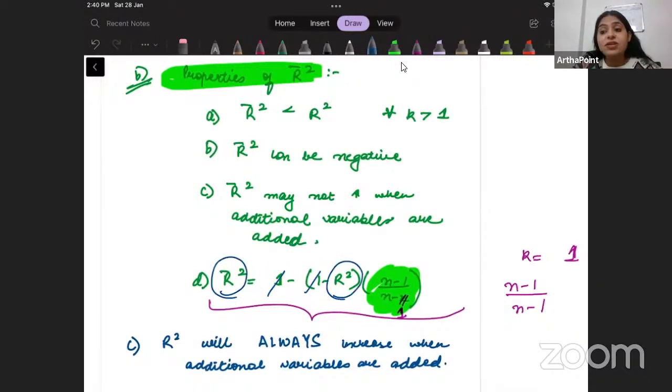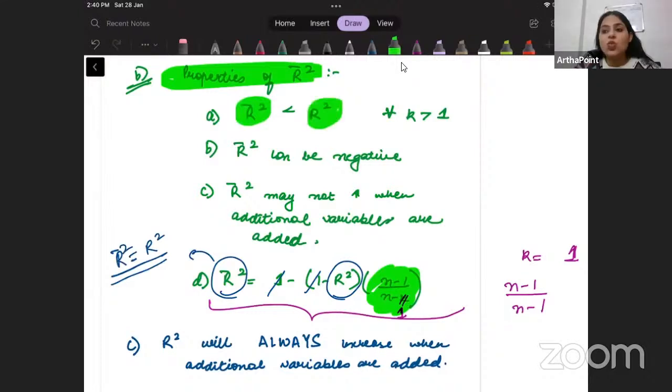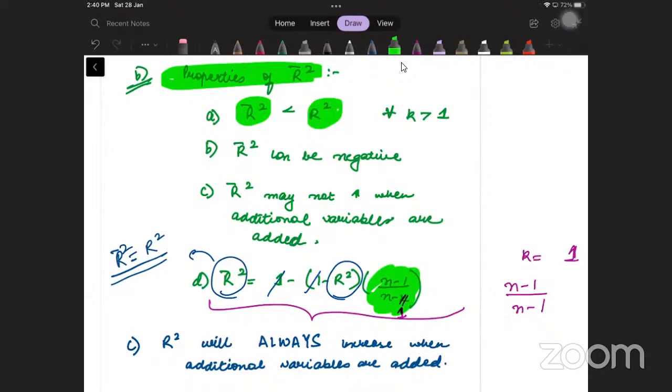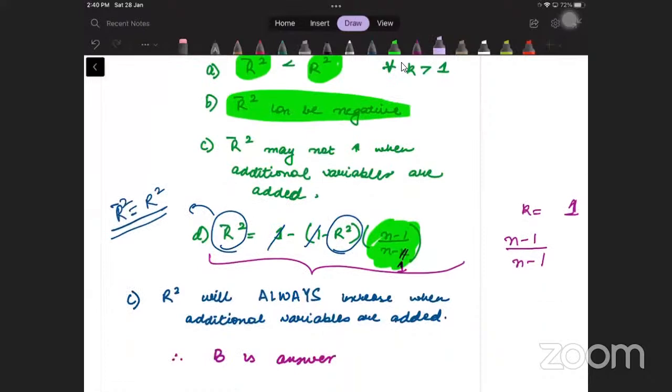That means that if the number of parameters is exactly 1, meaning it's just an intercept model, only in that case r bar square and r square are equal to each other. Otherwise, what we notice is that r bar square is always less than r square. Always. So this is one of the properties: adjusted r square is less than the actual r square. The second property is that adjusted r square can also be negative. This is important.